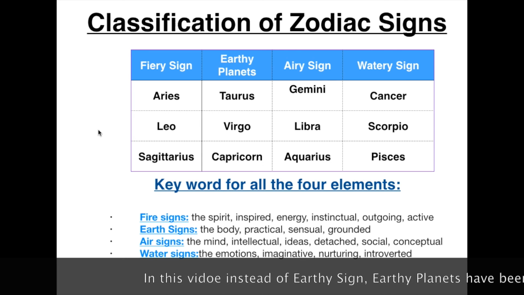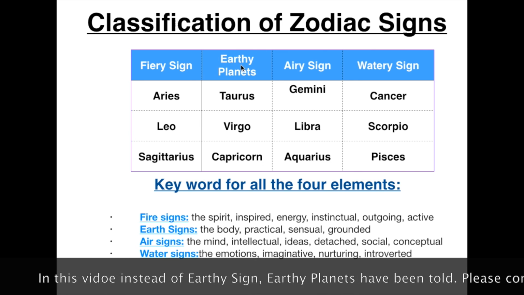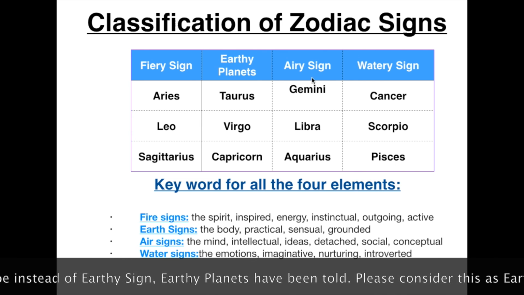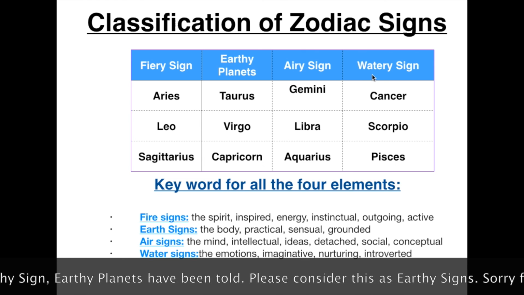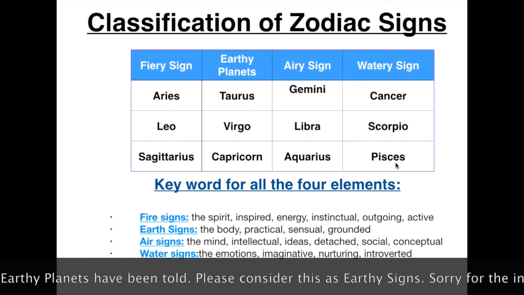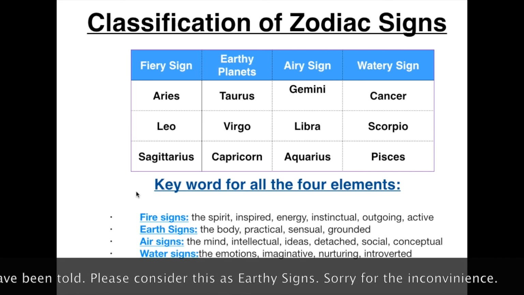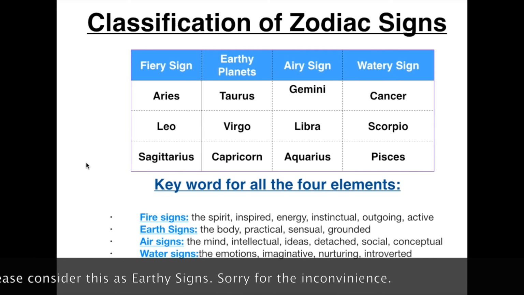So fiery signs, if you see, are Aries, Leo, and Sagittarius. Earthy signs, if you see, are Taurus, Virgo, and Capricorn. Airy signs, if you see, are Gemini, Libra, and Aquarius. Watery signs, if you see, are Cancer, Scorpio, and Pisces. And its counting is like that: 1, 2, 3, 4, 5, 6, 7, 8, 9, 10, 11, 12. So Aries, Taurus, Gemini, Cancer. Like that, it has been segregated.